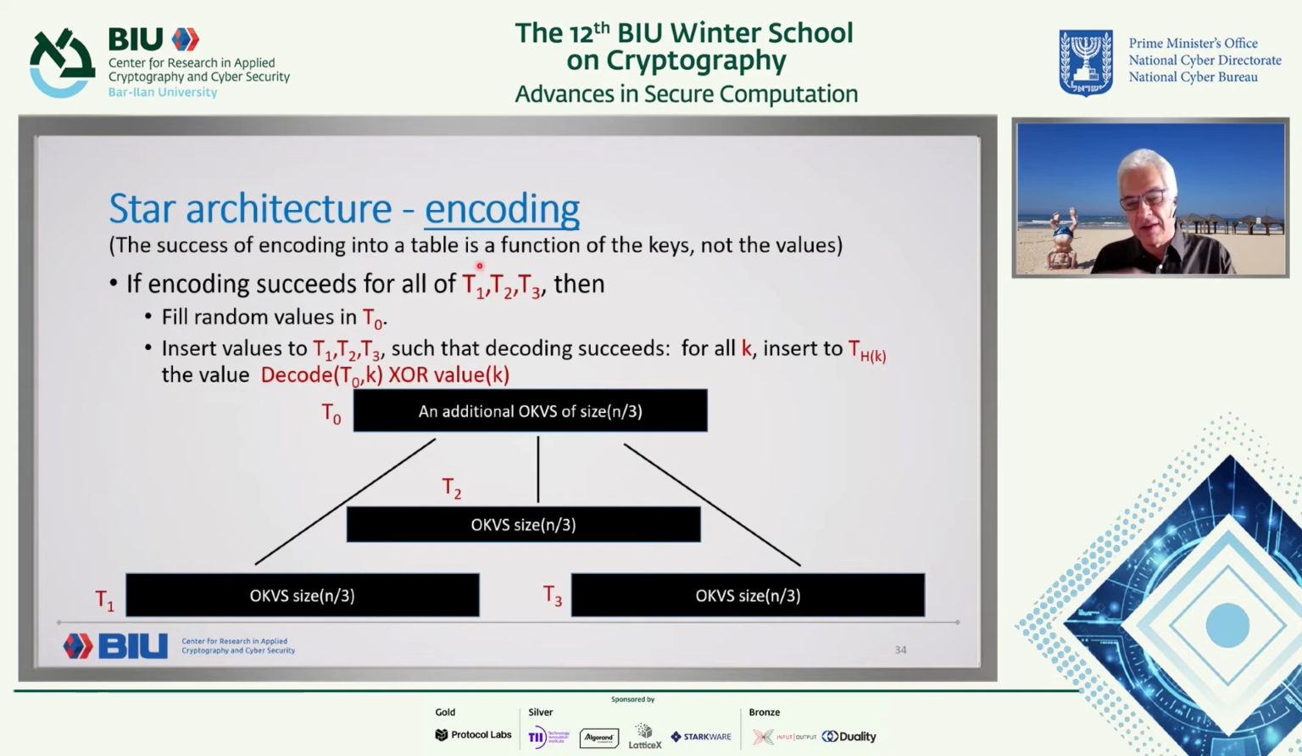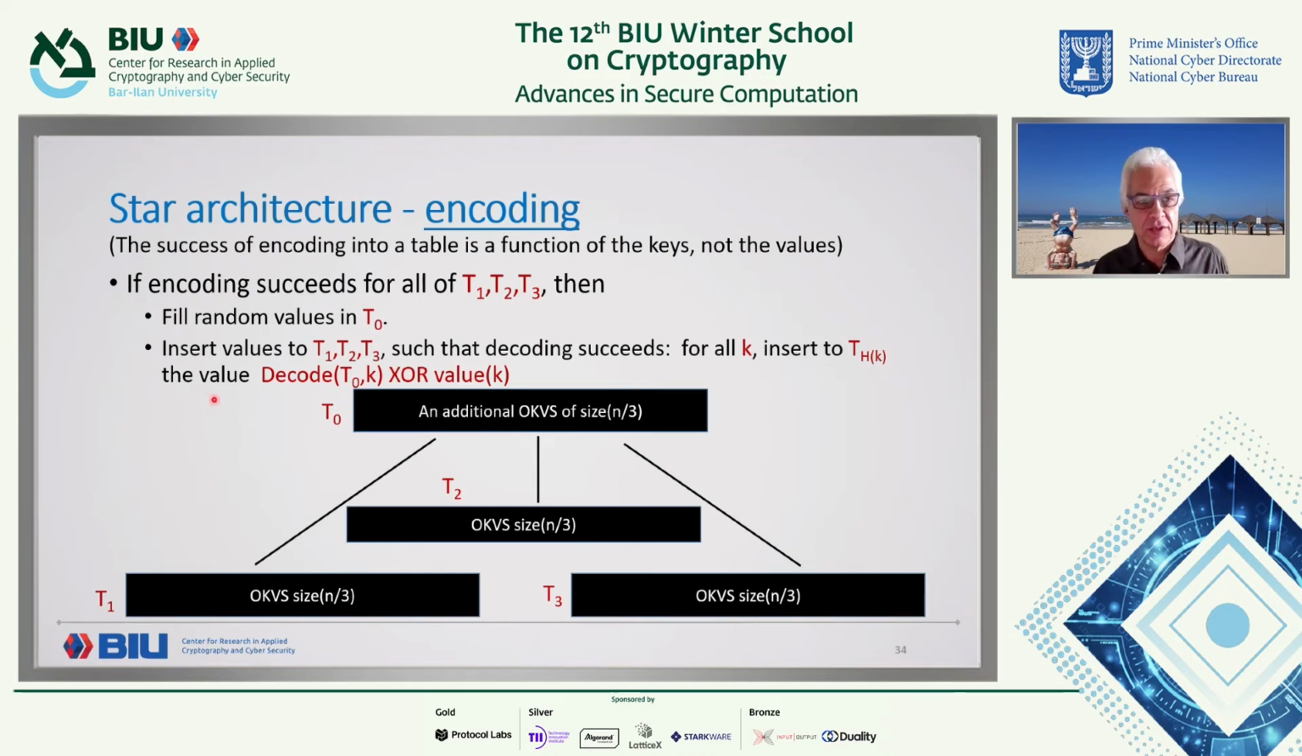We put keys and values associated with them in the table, but the success of the encoding only depends on the keys. The keys define to which entries in the table each item goes. After, if we can map the keys into the table, we can put there any values that we want to be retrieved by these keys. But the success only depends on the keys before we know the values.